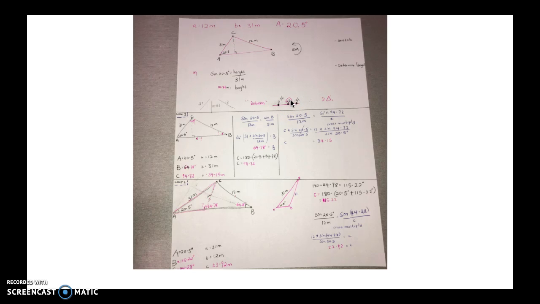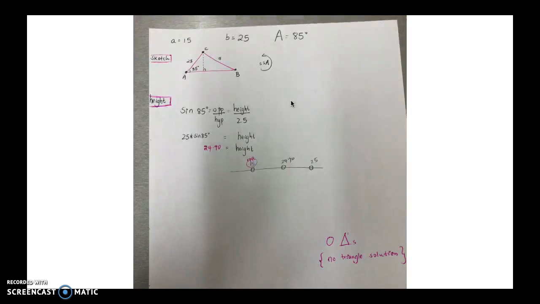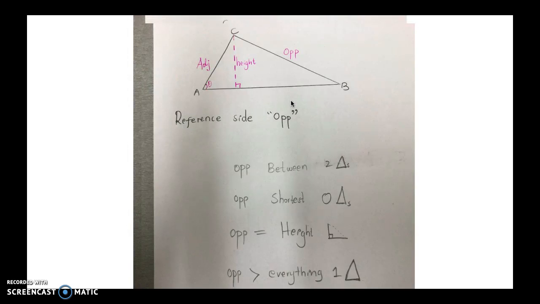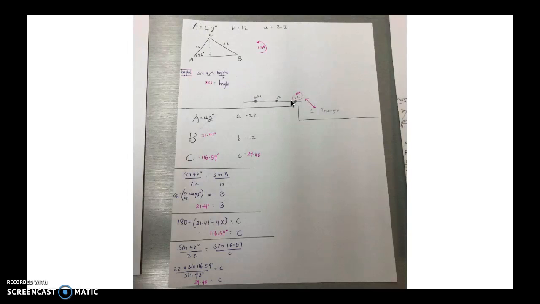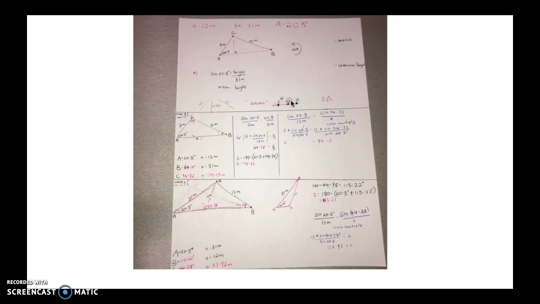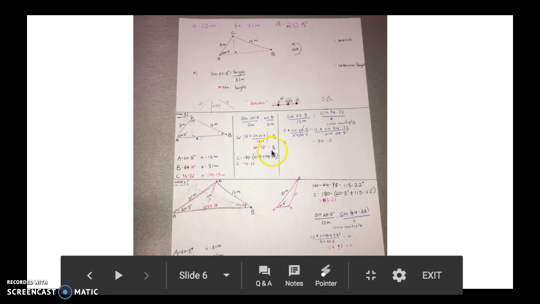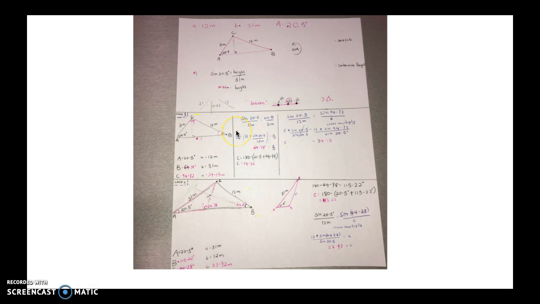Remember from our cheat sheet, what's the solution if our reference angle is in between? Well, I can go back and I noticed that, oh, it's the first option there. So if the opposite is in between the two lengths, then I have two triangle solutions. So it looks like I'll be solving for two triangles. That's why I divided my work in the first section up here, and then the bottom section is the next solution.